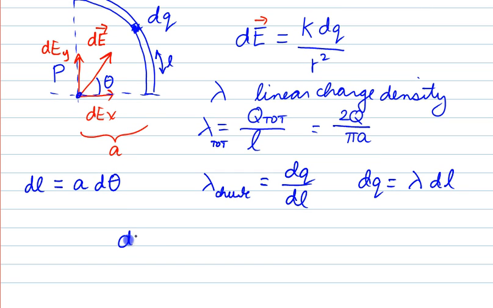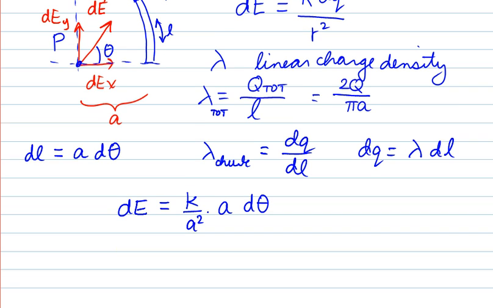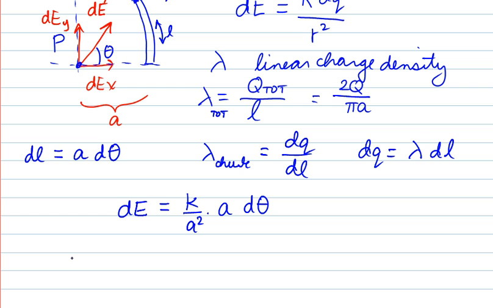This means that dE, our small chunk of field, is going to be equal to k over a squared times dl, which is going to be a d theta. And that's our expression for the electric field, but at this point we're going to want to split this up into dEx and dEy.